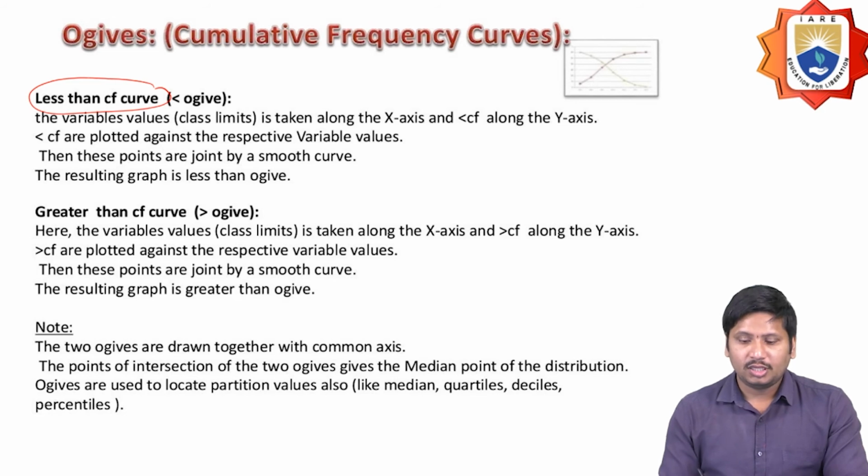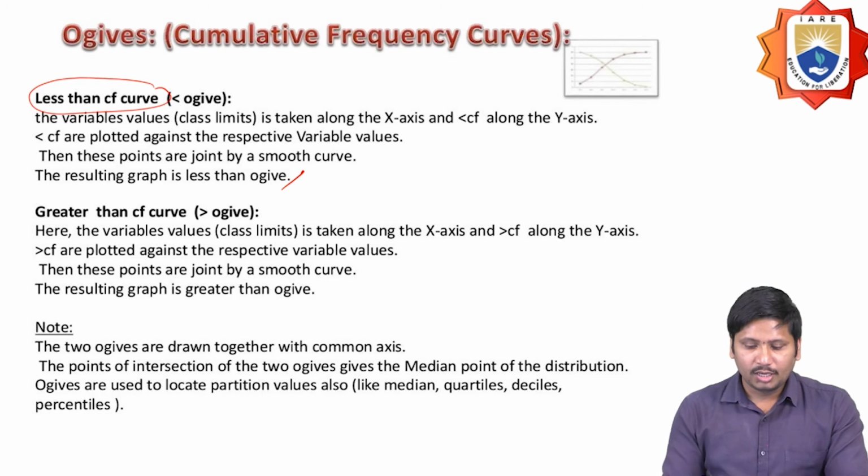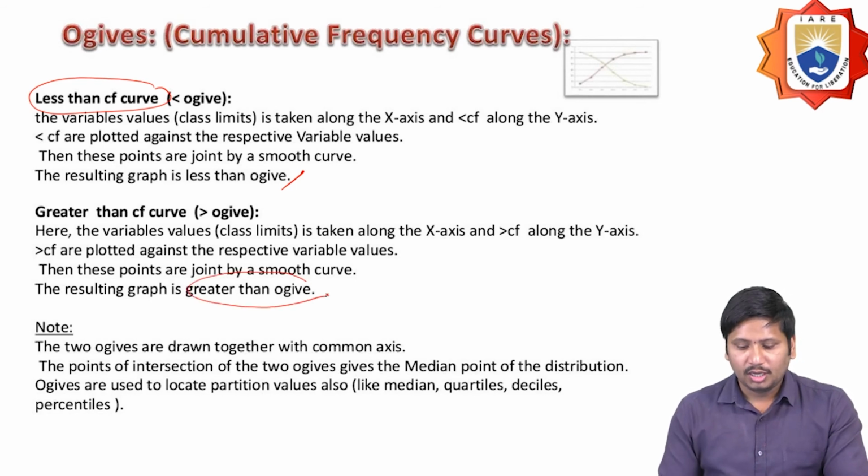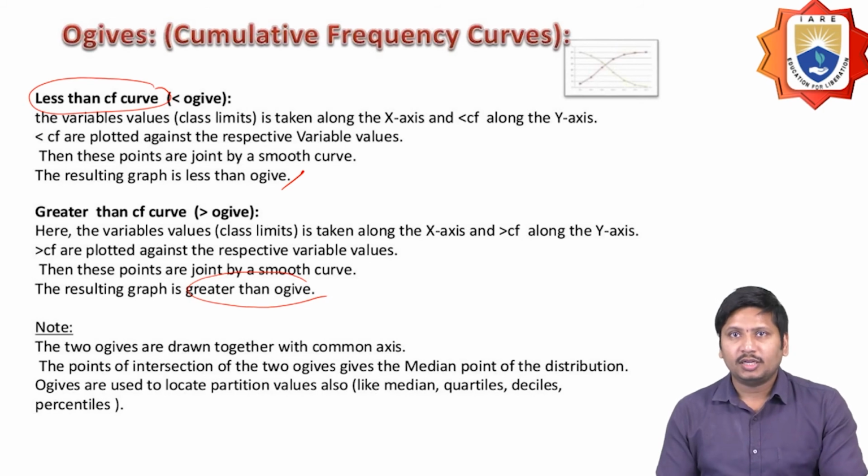The resulting graph is the ogive. Similarly, the variable values are taken along the x-axis and the CF along the y-axis, plotted against the representative variable values, and the result is the greater than ogive. Like this, we have two types of ogives: the less than curve and the greater than cumulative frequency curve, the positive and the negative ogives.